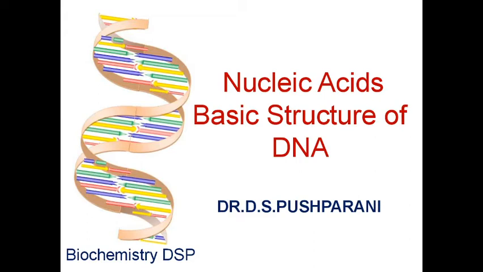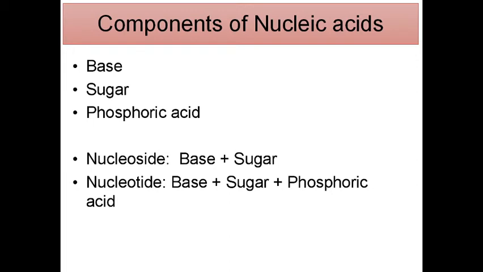Today I'll be discussing nucleic acids, the basic structure of DNA. Components of nucleic acids. As we all know, nucleic acid is made up of polymers of monomeric units called nucleotides, which are linked together through 3' to 5' phosphodiester bonds. There are two kinds of nucleic acid, deoxyribonucleic acid and ribonucleic acid. These nucleic acids are highly acidic and negatively charged in nature.